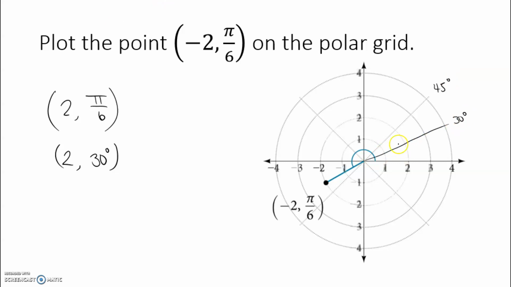Okay, so I'm going to go to r is 2. So here's r is 1. Here's r is 2. So at this point right here, that would be 2, 30 degrees. But since this is negative, once you plot the positive version, you just go straight across until you're back on that circle. So then that would be a negative 2 and not a positive 2 anymore.